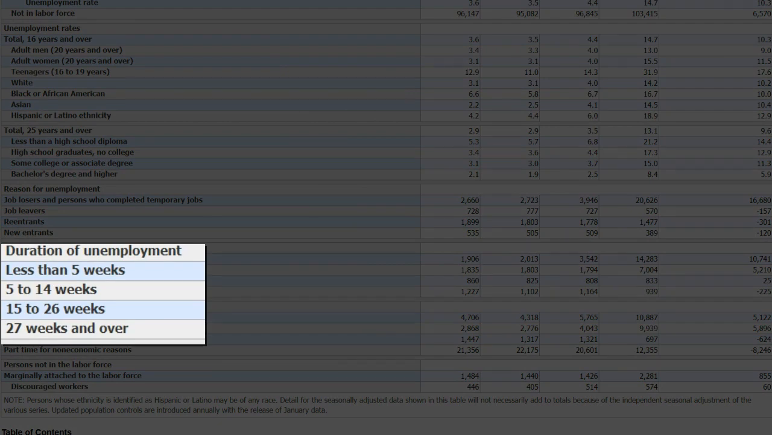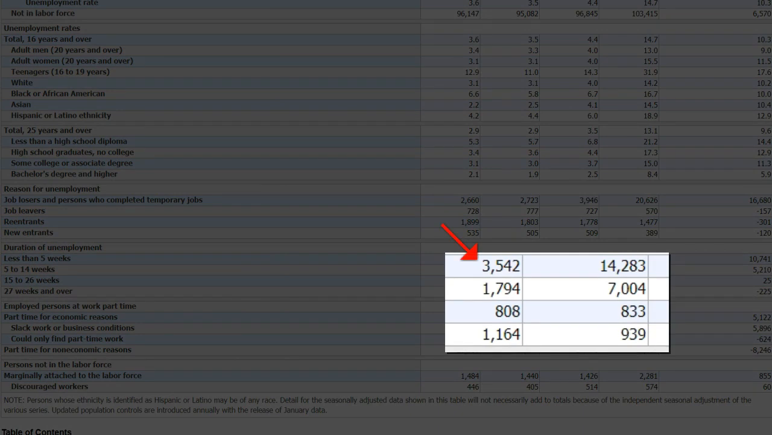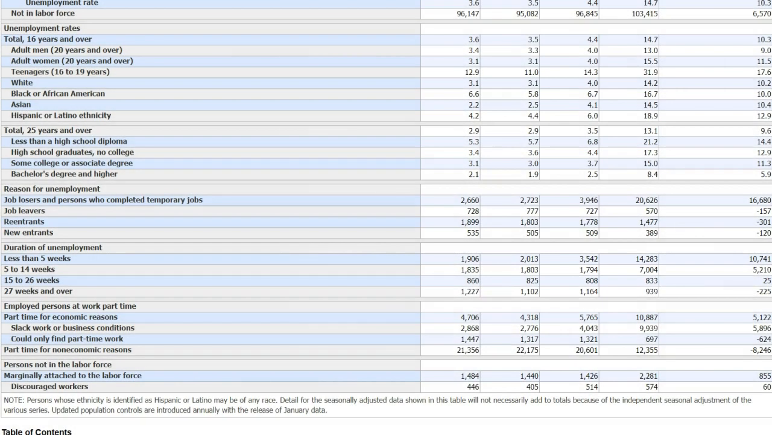So if we look at the less than 5 weeks category, we can see that it spiked from 3.5 million to over 14 million in April. And we can see that makes up the bulk of all the unemployed right now, which makes sense given the lockdowns, but we'll want to keep an eye on this as the months wear on to see how that changes, if there's a significant portion of the people that have been unemployed for much longer than 5 weeks.